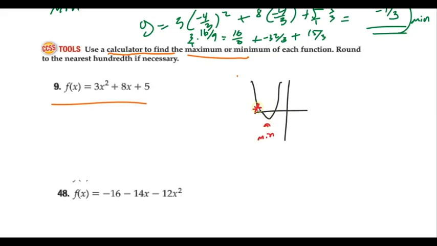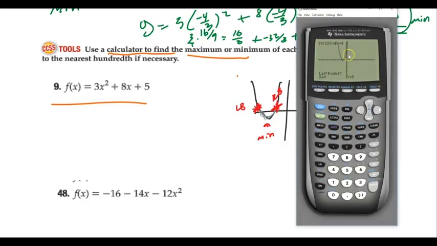It's over here somewhere. Or left bound, they'll say. You want that to be your left. Make that the furthest left you can search. It'll ask you for a right bound. You can go past the min onto the other side. You make that your right bound. And what the calculator is going to do is search in between those two values you set to find the minimum.